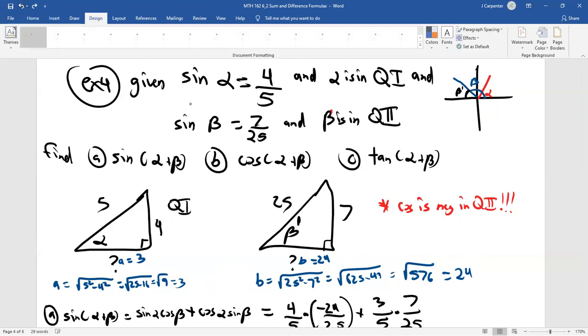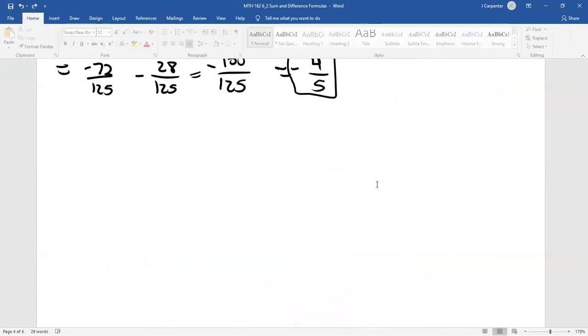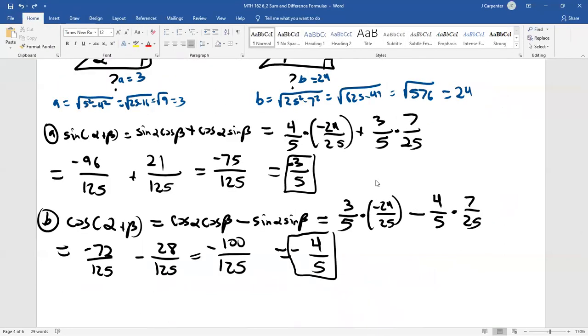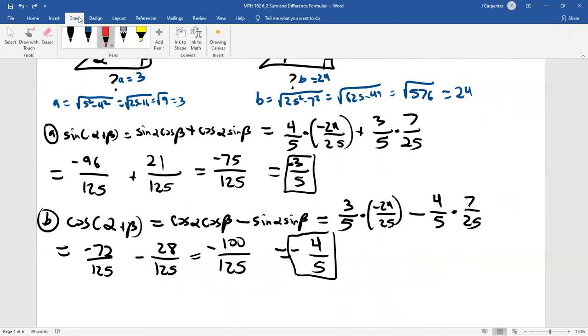So no, I cannot just determine, oh, I know this answer is going to be negative or I know this answer is going to be positive. I can't. You have to do all the arithmetic in the process. It's the individual sines and cosines that you can say, hey, this one's negative because you're in quadrant 2 and cosine's negative in quadrant 2.